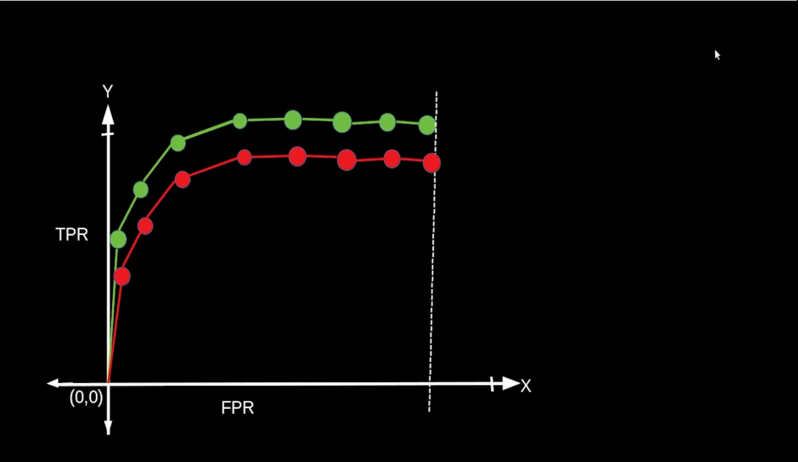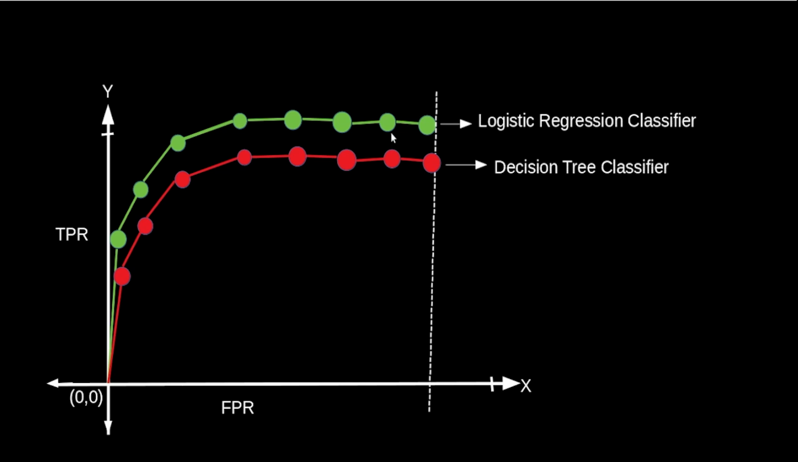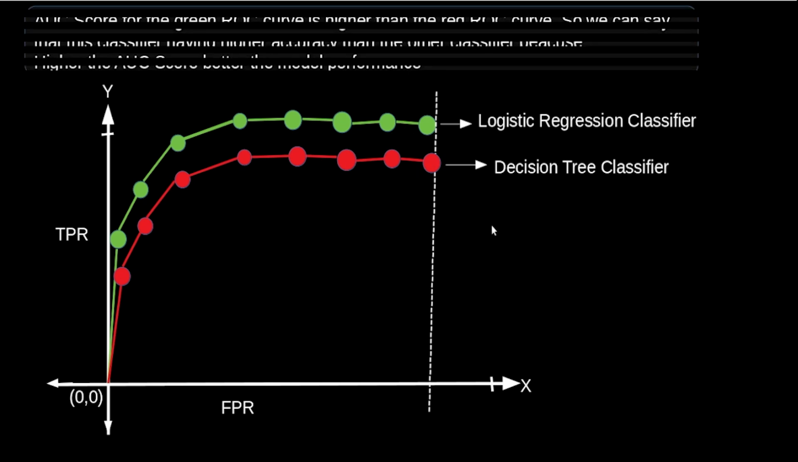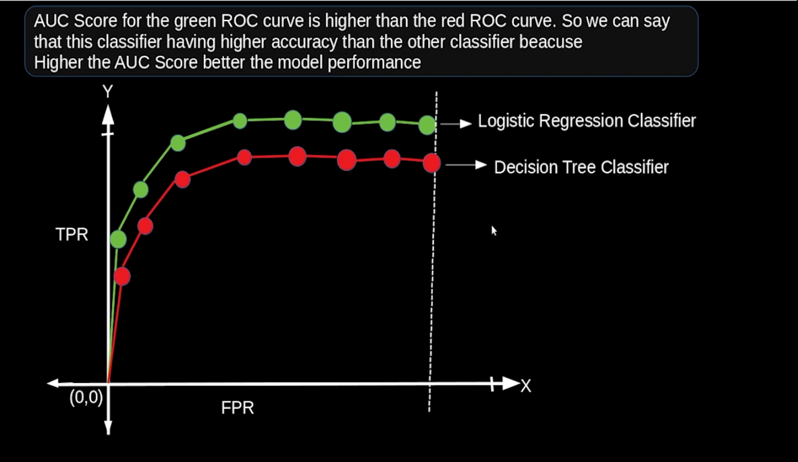Consider we have trained two different classifiers on our data, that is logistic regression classifier and decision tree classifier. The green ROC curve is for logistic regression classifier and the red ROC curve is for decision tree classifier. AUC score for the green ROC curve is higher than that of the red ROC curve. You can understand from the graph that the area under the green curve is comparatively higher than the area under the red curve.